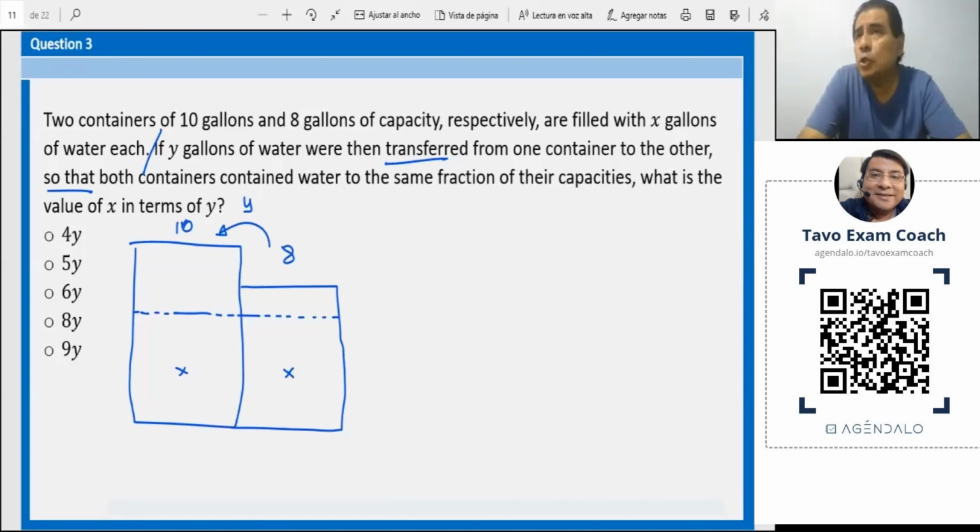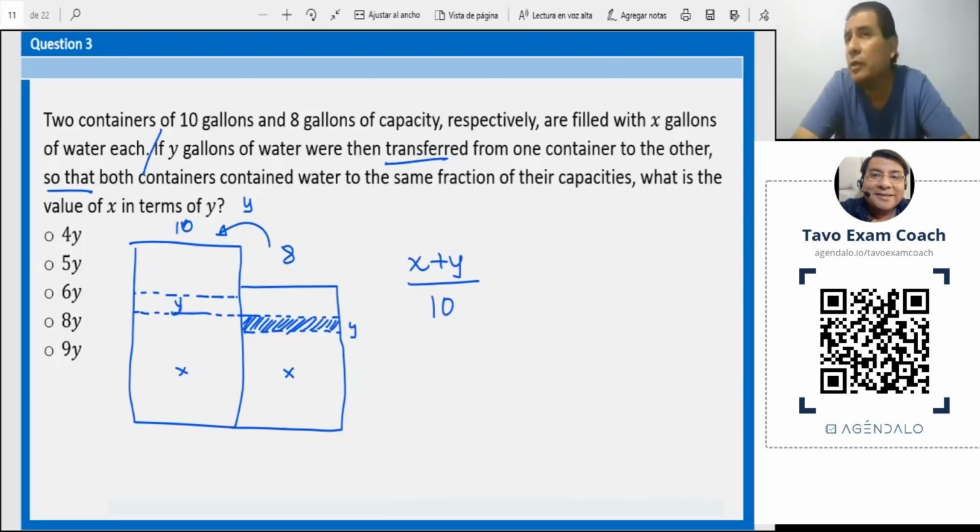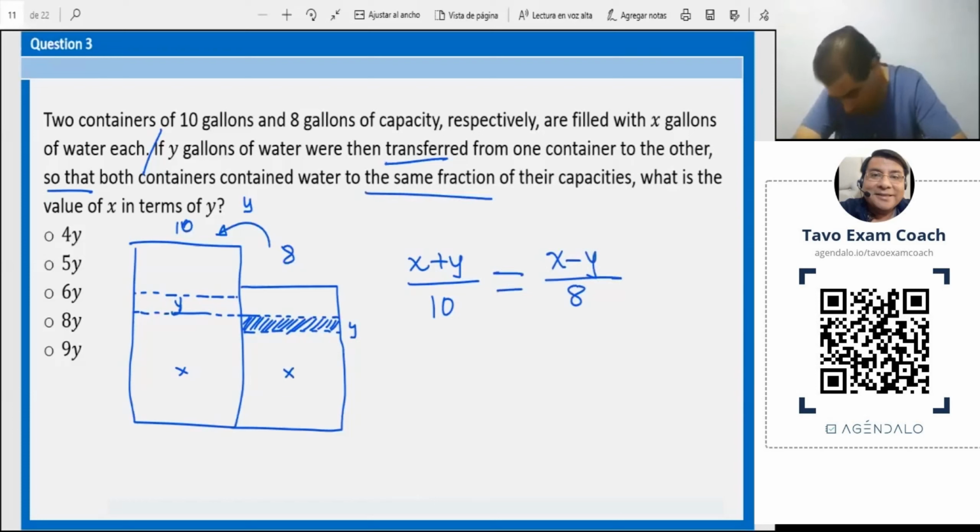What would be then the new fraction of water regarding the capacity of each container? Well, after moving the Y gallons, here we have Y gallons more, and here we would have Y gallons fewer than the original amount. So now, the total amount of water in the first container would be X plus Y, divided by 10, that would be the fraction the water is regarding full capacity. And in the second container, now the amount of water would be X minus Y divided by 8. That would be the fraction, right, of their capacities. We want the same fraction, so they must be equal to each other.